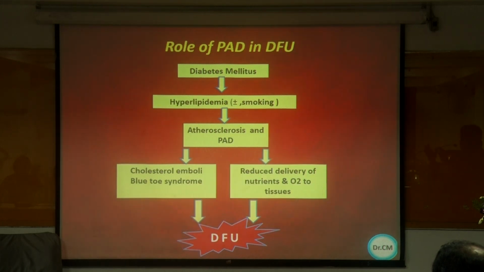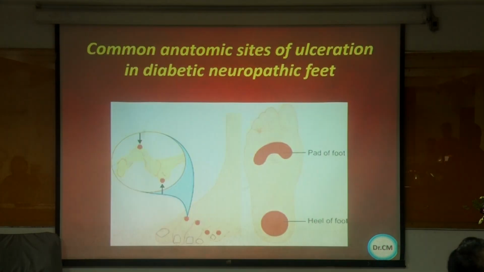What about the role of PAD in the diabetic foot ulcer? In diabetes mellitus, plus or minus smoking, patients with or without smoking, with hyperlipidemia, there is development of endothelial dysfunction, atherosclerosis and PAD, which in turn leads on one side to cholesterol emboli and blue toe syndrome, leading to diabetic foot ulcer. Other pathway, reduced delivery of oxygen and nutrients, in turn leads to diabetic foot ulcer.